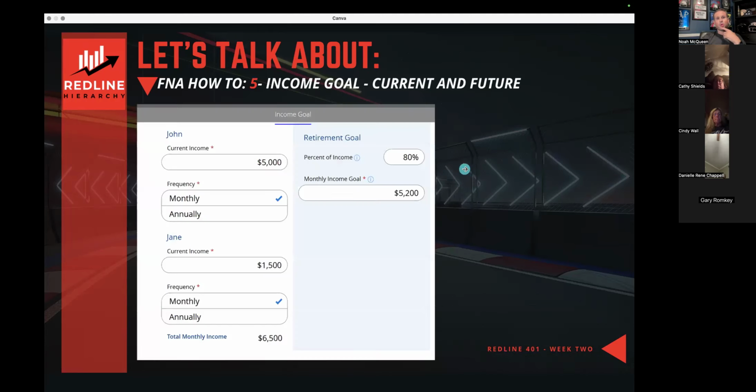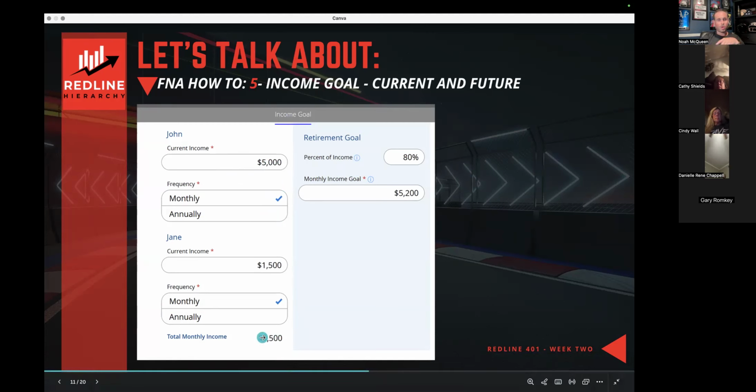Income goal, right? And so John and Jane, there are fake clients here. You just use their income. You can use net, you can use gross. It kind of depends on how you want to look at it. I generally just use their gross income because that's what most people will tell you. And you can put it in monthly or annually. If you put in annual, it will spit you out a monthly income at the bottom regardless. Okay.